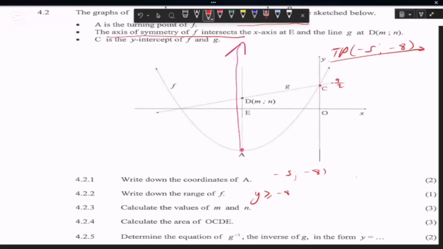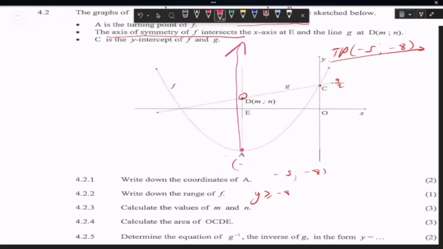And then 4.2.3, they're asking us to calculate the values of m and n. So in other words, determine the coordinates of D. Okay, this is what they want. They want the coordinates of that guy. Now, all the information that we have, let's just put it in there so that it can help us.